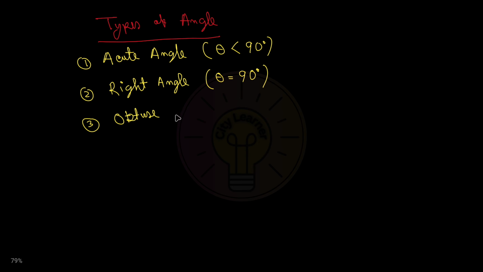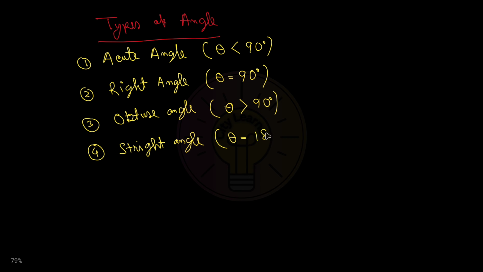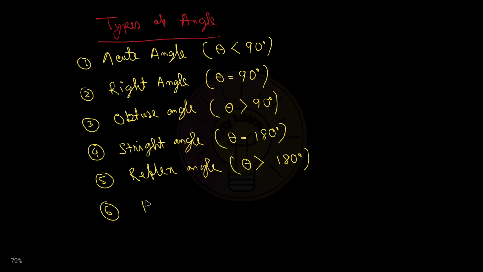Obtuse angle. When theta is greater than 90 degrees, that is called an obtuse angle. Straight angle. When theta is equal to 180 degrees, that angle is called a straight angle. Reflex angle. When theta is more than 180 degrees, that is called a reflex angle. Then the last one is the full angle. When theta is equal to 360 degrees, it is called a full angle.